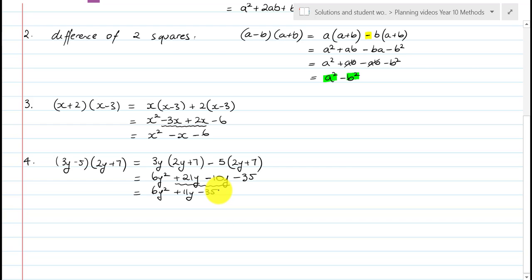So there you have it, binomial expansion. Keep an eye that you look to simplify, and often there will be opportunities to simplify. Be very careful with your negatives.